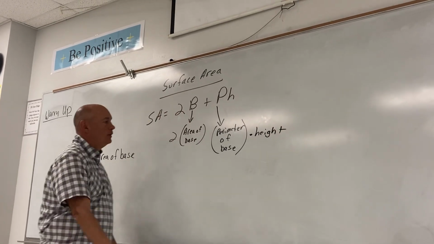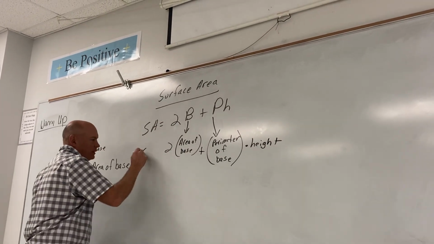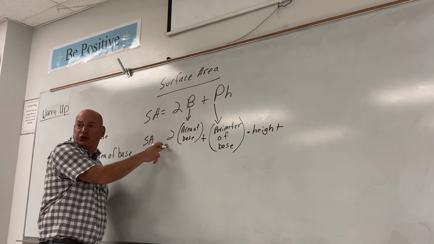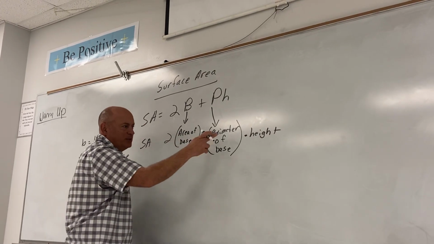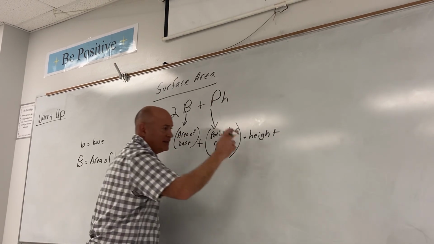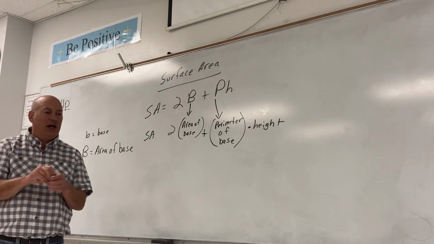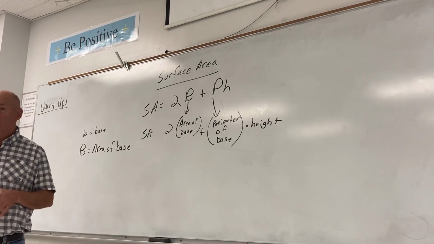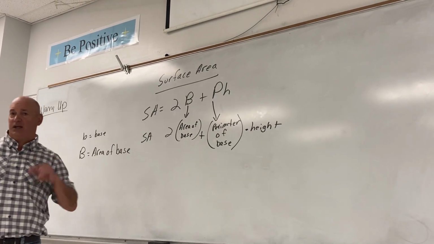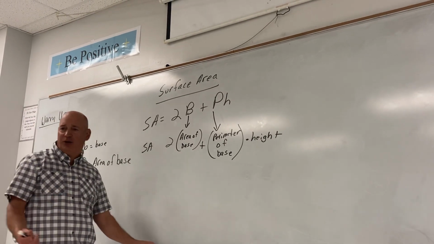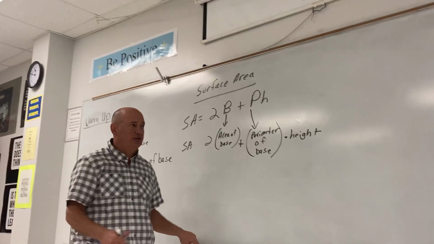So, we're going to find the surface area: we're going to find the area of the base, multiply it times 2, and then add that number to the perimeter of the base times the height. And that will cover the whole box, or the whole triangle, or the whole cylinder. We're using the same formula for every problem. Questions so far? Let's actually do a problem and see what all this stuff means.